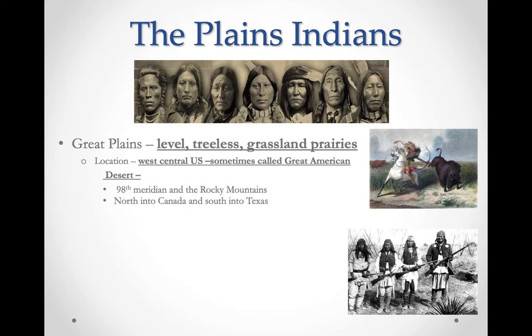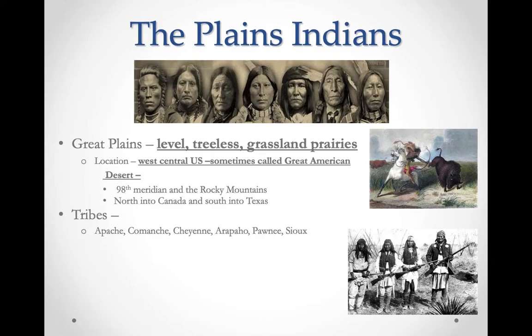Much of this land is flat and level, it is treeless, and filled with grassland prairies, which could be easily cultivated and transformed into farmland. This land became very valuable to the new settlers who were hoping to acquire land of their own to homestead and farm.